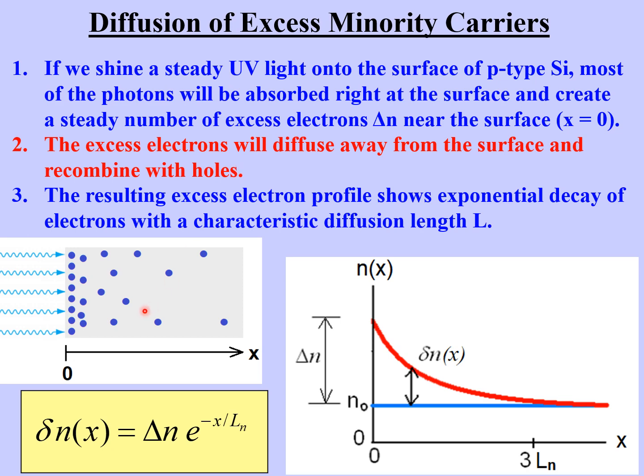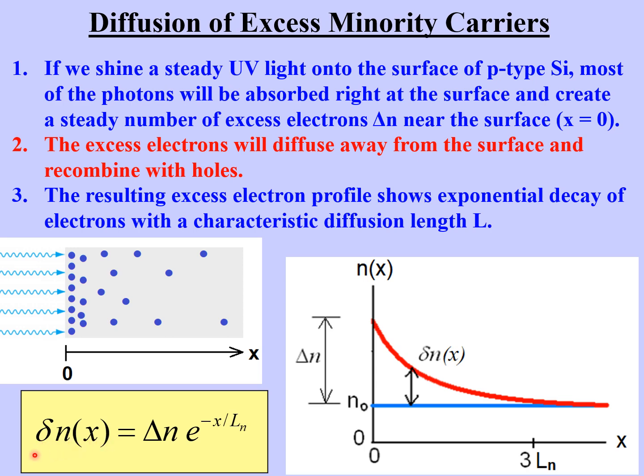So the resulting electron profile, if you do all the math, which we're not going to do, looks very similar to what we just saw versus time. But this is a graph of electrons, not versus time, but versus distance or depth into the silicon. We see an exponential decay. As we move into the semiconductor, we see less and less excess electrons because they're recombining with holes. So the equation looks very similar. It's delta n of x now, not n of t.